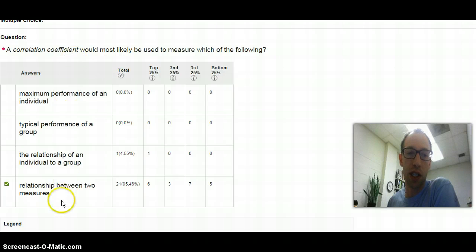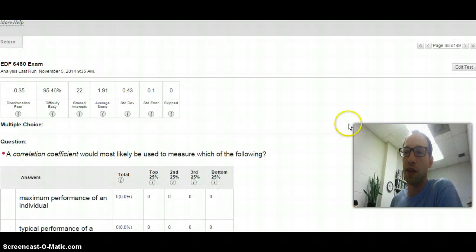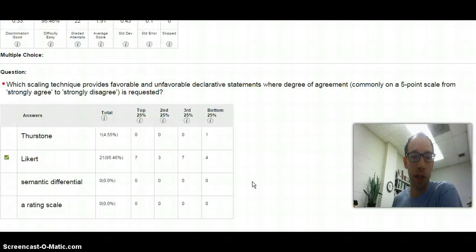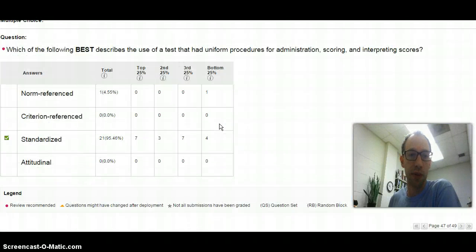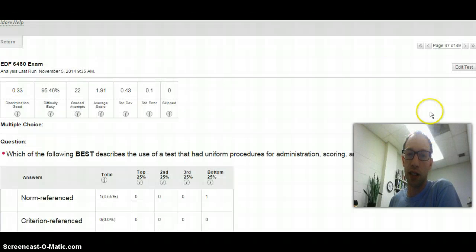Correlation coefficient is the relationship between two measures. That's pretty much just a definition. We're just looking at two quantitative or continuous variables. Again, just a definition. A Likert scale is different degrees of how much you agree with the statement that's given to you. Okay, this is just different types of test, another definition, standardized.